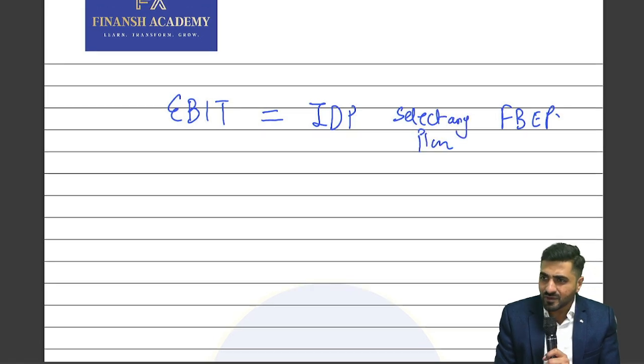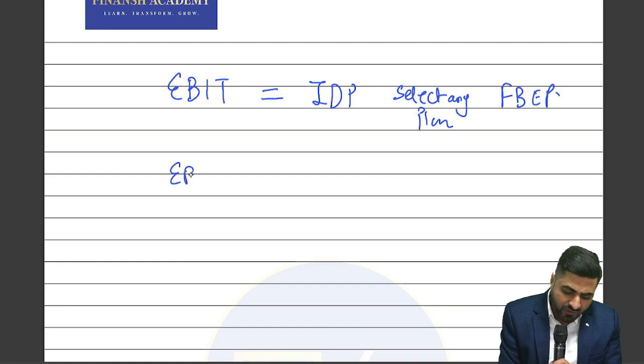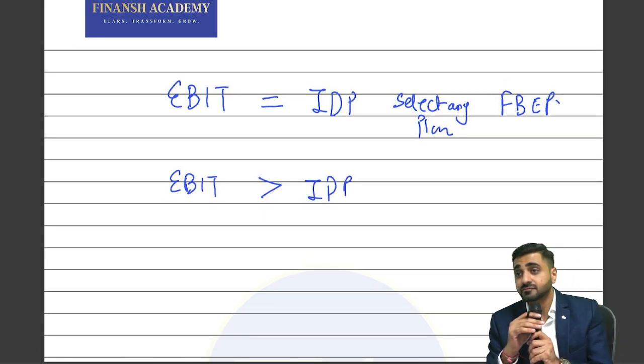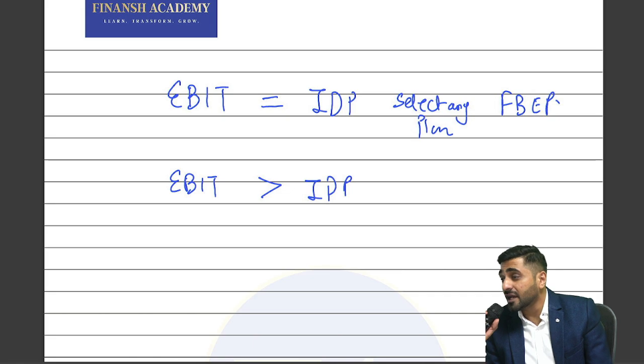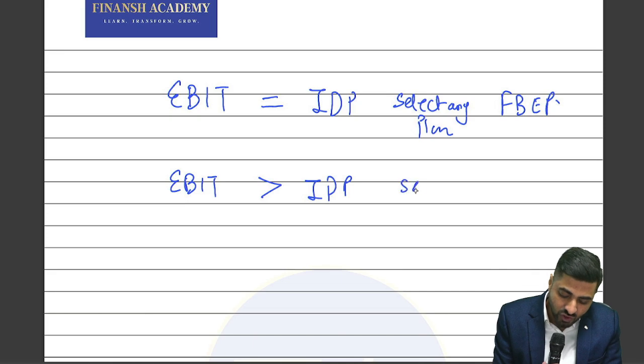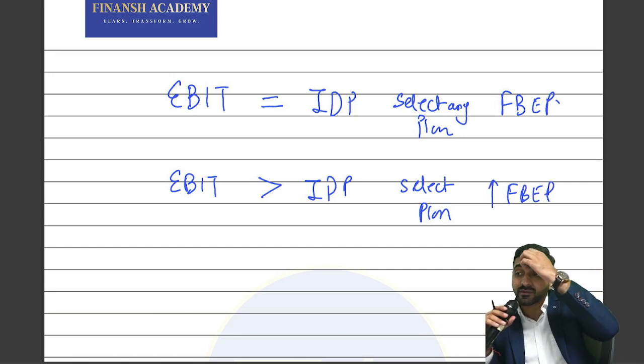Hello, yaar. You will select. But what if your EBIT is greater than indifference? Means you are planning to earn more than indifference. Then which plan should you select? You should select a plan in which the FBP is higher. This will give you the benefits of trading on equity.